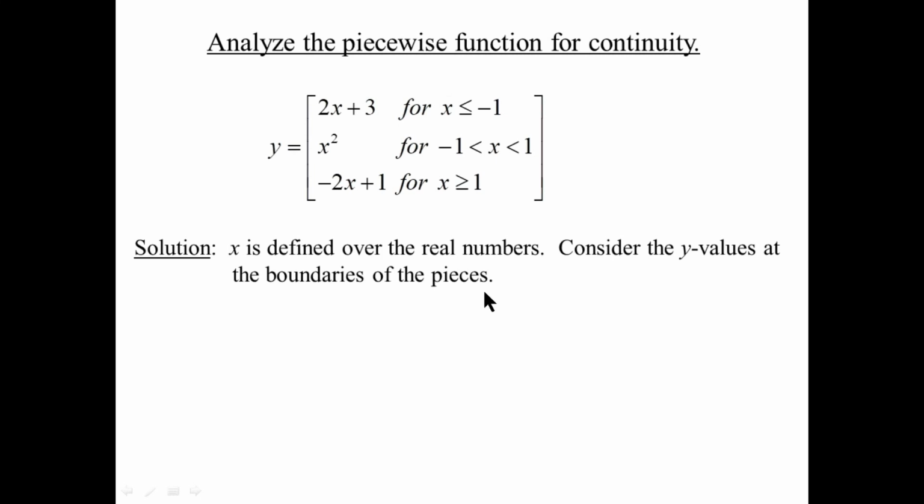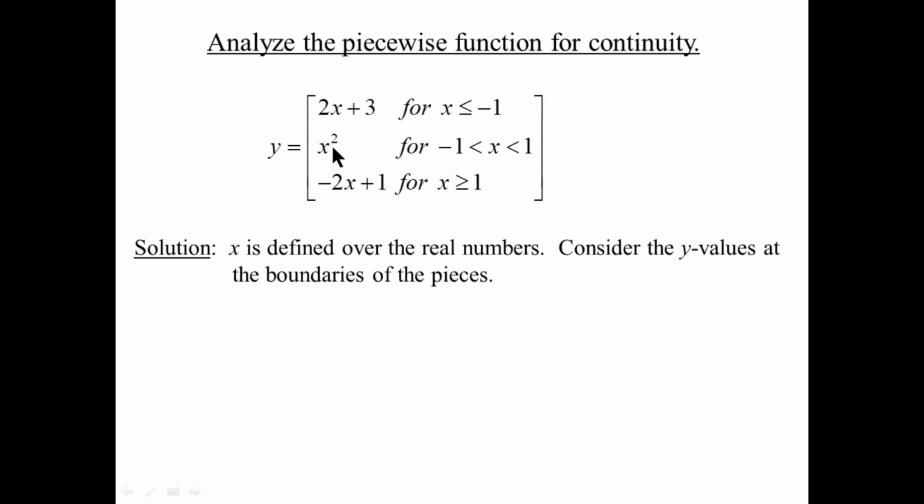Consider the y values at the boundaries of the pieces. Because we can tell that a line is continuous and a parabola is continuous and another line is continuous. So what interests us is what happens at the boundaries of the pieces. So we're interested to sub in minus 1 to both here and here, the first and second piece, and see if they meet. And we can see that if we subbed in minus 1 here, we get minus 2 plus 3, which is 1. And if we subbed in minus 1 to the second piece, we get negative 1 squared, which is also 1. So these two pieces meet.